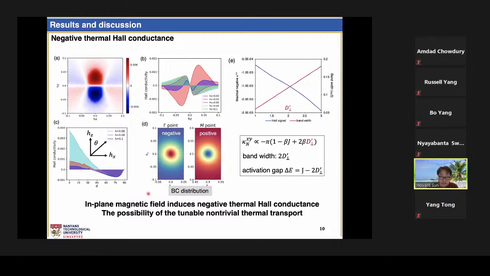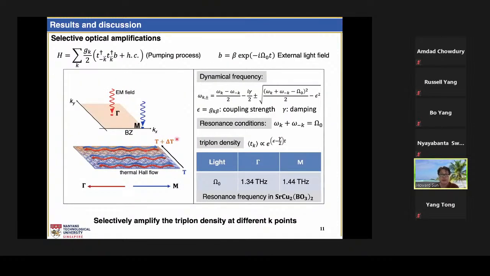So basically, we see that the in-plane magnetic field can induce the negative thermal Hall conductance, which provides a possibility of tunable non-trivial thermal Hall transport. Those are some conclusions. So later we consider a more realistic way to achieve these tunabilities.